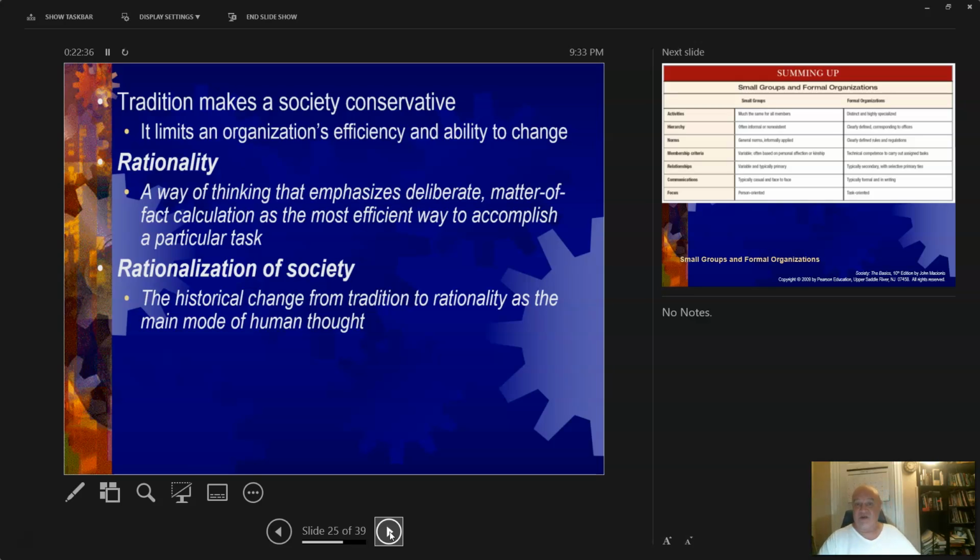That means you want to graduate, and you want to get pretty good grades. Okay? So those are the three benchmarks of rationality: inexpensive, quick, and effective. That's rationality. That is how we do it, right? That's how we decide that this is done. Rationalization of society: all society now is rational, and it's how we go about organizing our society.